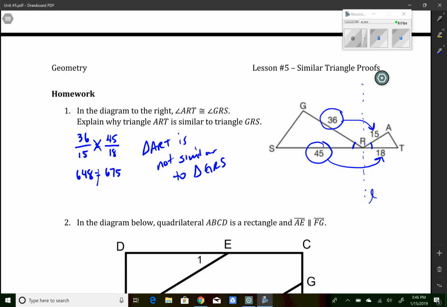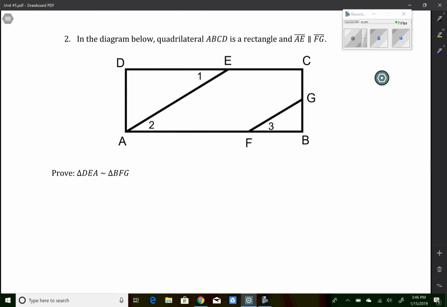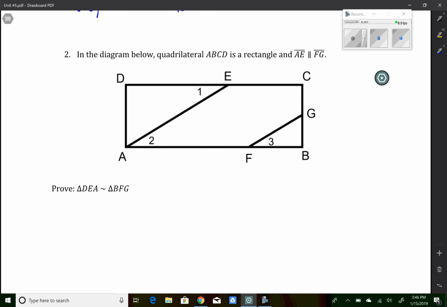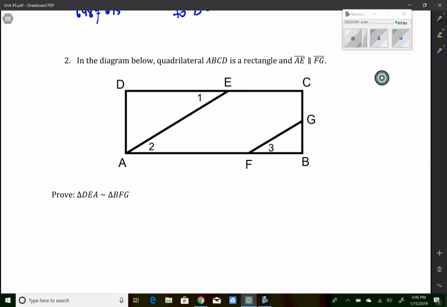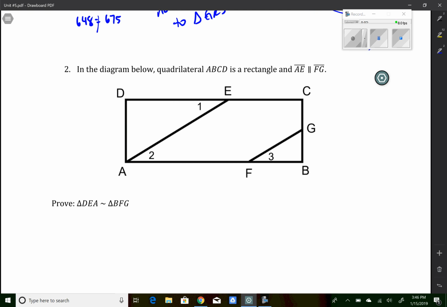All right, so moving along, let's go look at our next problem here. So this is an actual proof. So this kind of combines what we did in chapter 4 with what we're doing now. So it says in the triangle AE and FG are parallel to each other. So these 2 segments are parallel to each other. So right away I should notice that angle 2 and angle 3 are congruent because of corresponding angles.